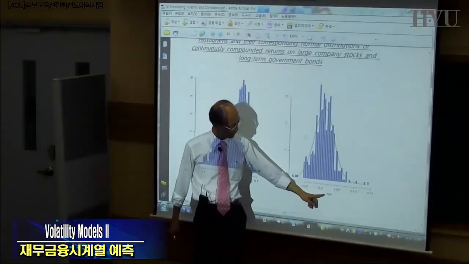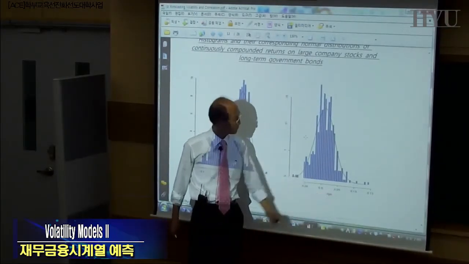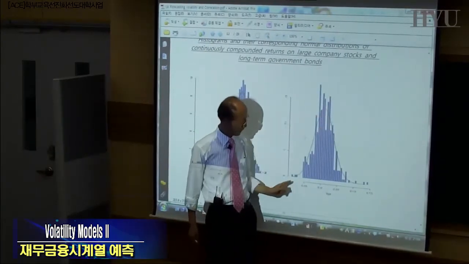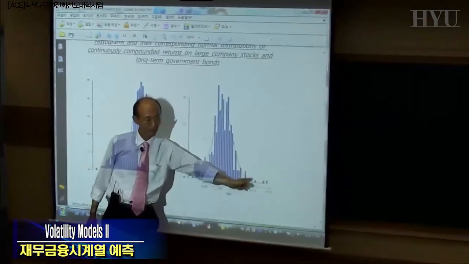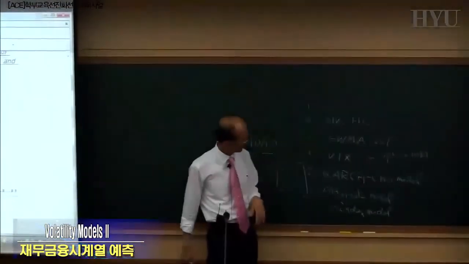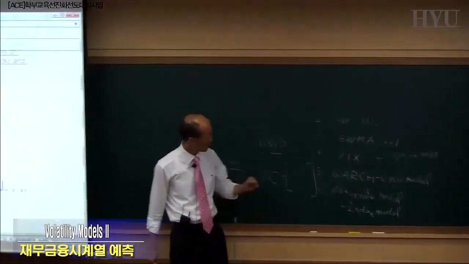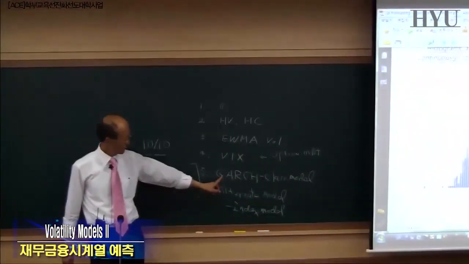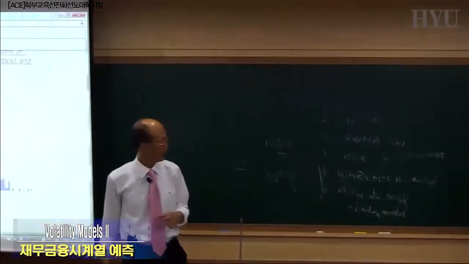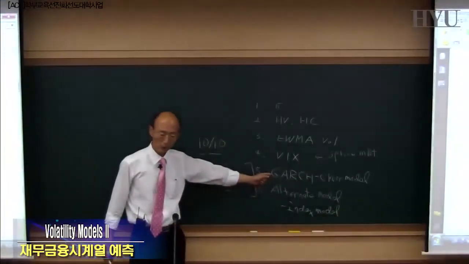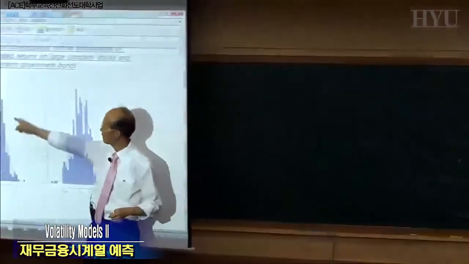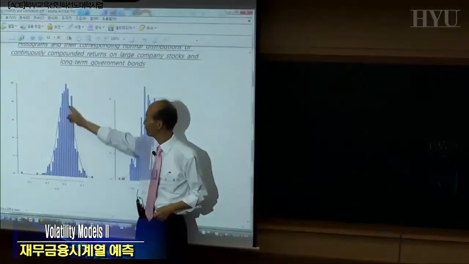This is a return from a long-term government bond, and you see a very similar phenomenon, right? Here, it's peaked and has a fat tail. The time series economist whose name is Bollerslev, who introduced this type of model, has proven that this kind of econometric model can generate returns having this kind of feature.